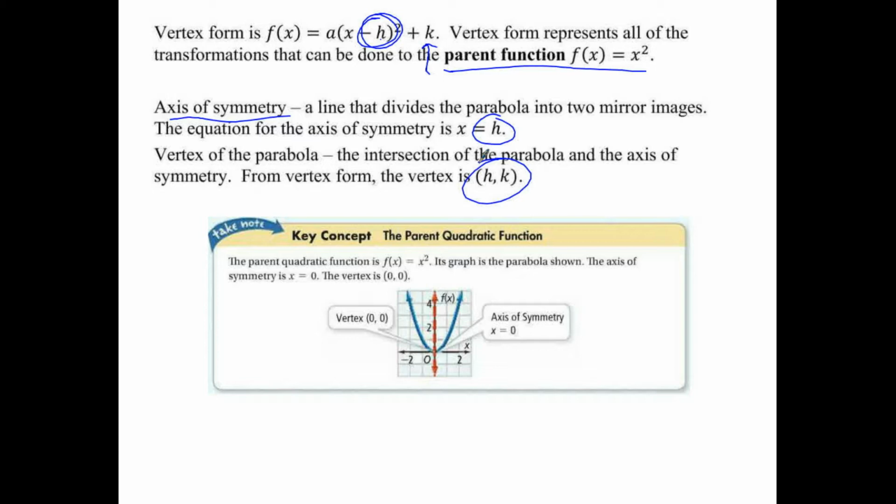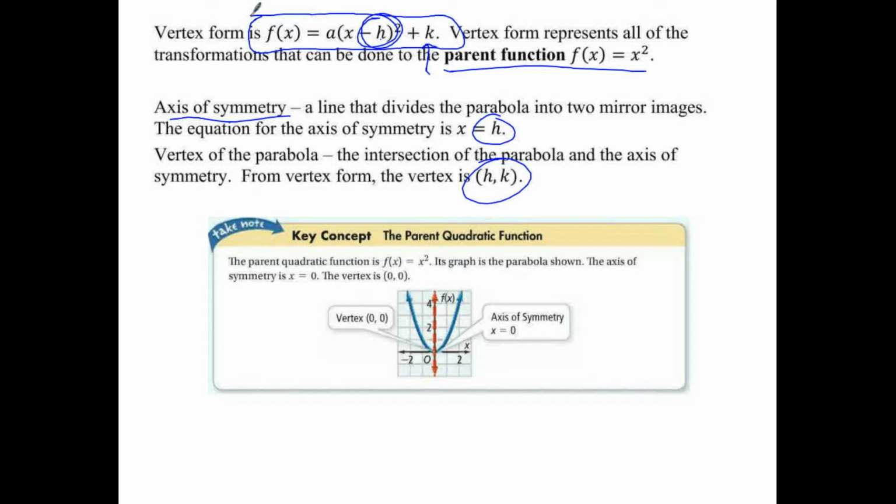Because when I look at this equation, f of x equals a times x minus h squared plus k, the vertex is sitting there staring me in the face. It's h comma k. These two numbers, h and k, are looking at me as I look at the equation. That's why it's called vertex form. The vertex is sitting there staring me in the face, okay, every single time. And that's why vertex form is so nice.